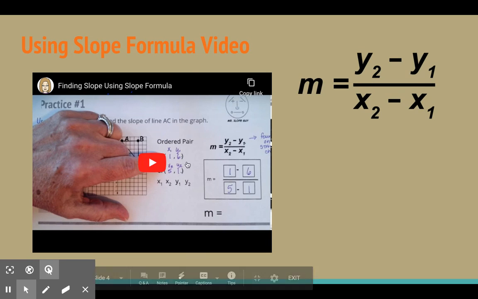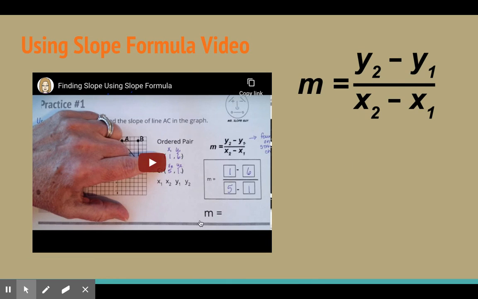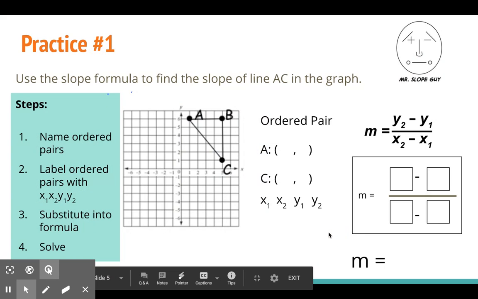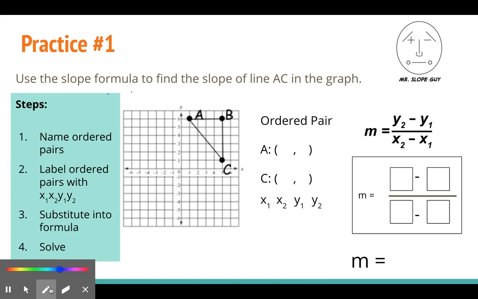Okay, here you should have watched the video and you're going to learn about slope formula. On the next slide, you are going to fill out this information. So use the slope formula to find the slope of line AC in the graph. So first thing you want to do is identify your ordered pairs. Ordered pair for A, you come over here to A, x comma y. So 1 comma 6. X is 1, y is 6. So you put 1 here, you put 6 here.